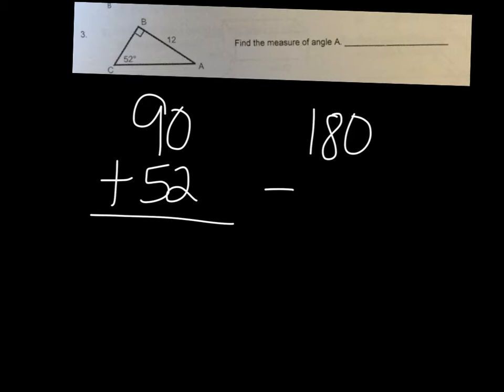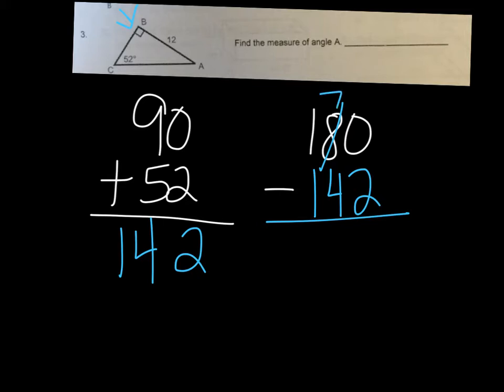Number 3, we are looking for the missing angle. We know that right here is a 90-degree angle, and then the other angle is 52, so we add those two together. And then we have to subtract that from 180. And so our missing angle would be 38 degrees.